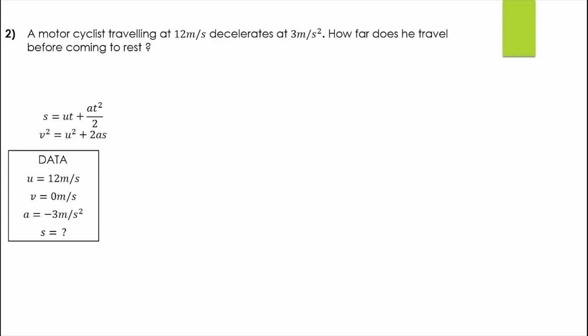The equation of motion we would use is the fourth one. V squared is equal to U squared plus 2AS. Why? Because S is the only unknown thing in the equation.